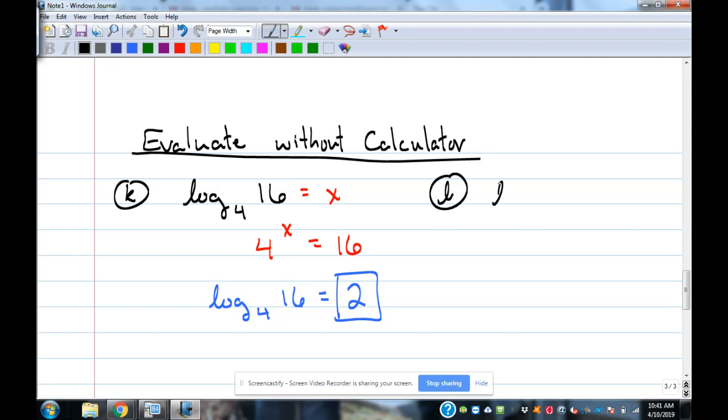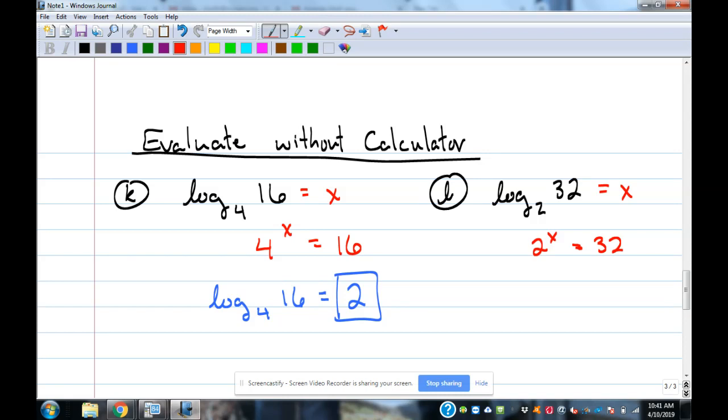Example L, log base 2 of 32. We're going to evaluate that. So if I think about that as a problem that I rewrite as an exponential, it'd be 2 to the x is equal to 32. What do we know about 32 in relation to 2? Well, 2 goes into it, right? How many times? It's 2 to the what power? 5 power. That's what's going to happen here.